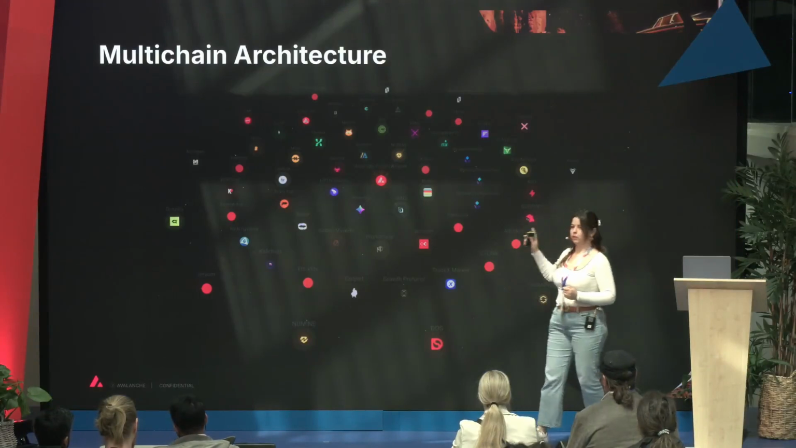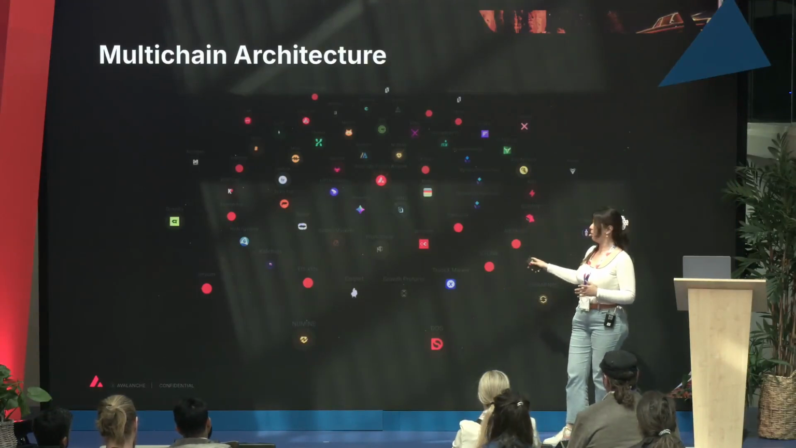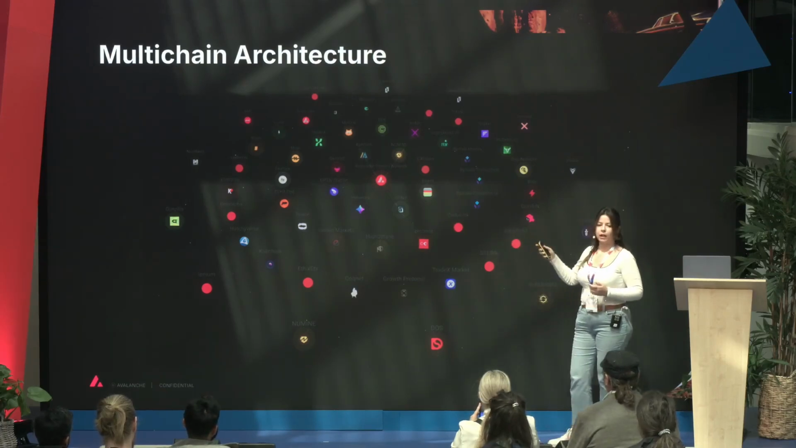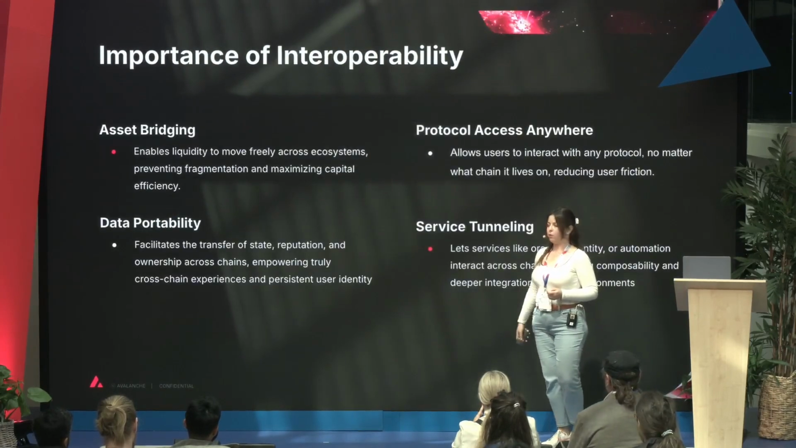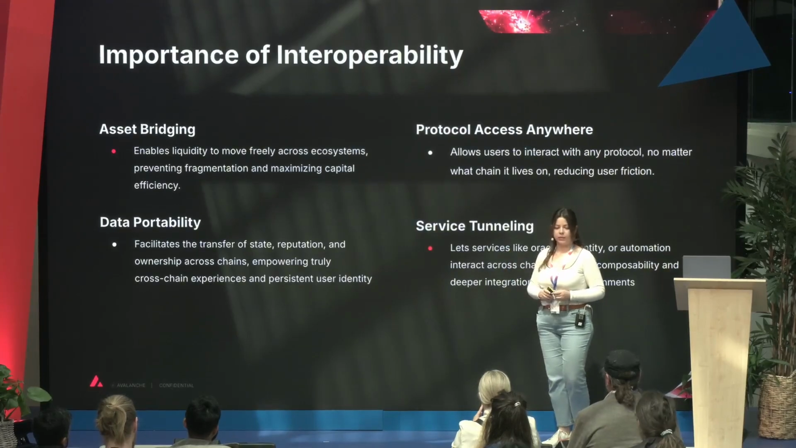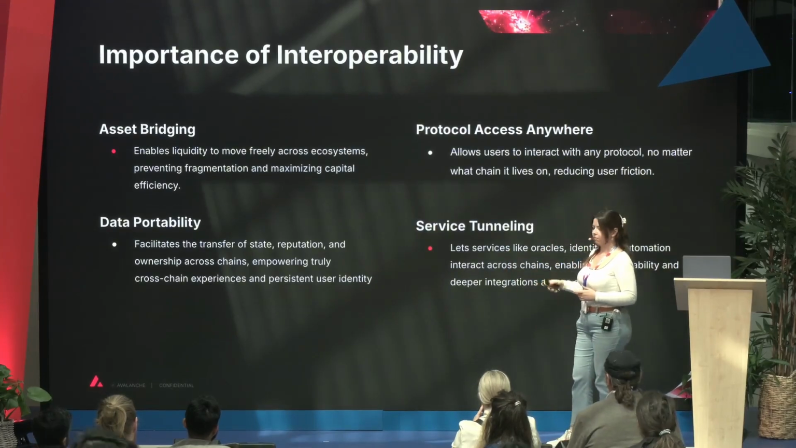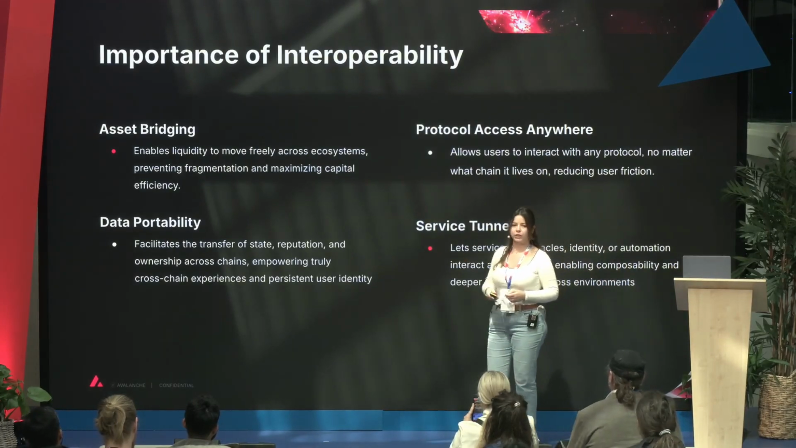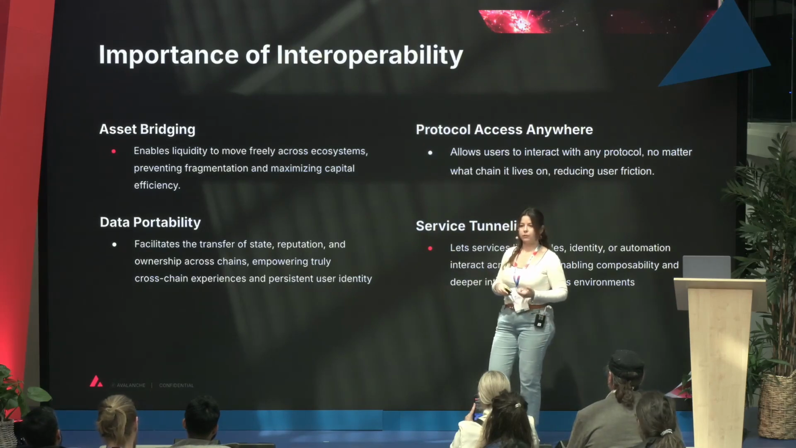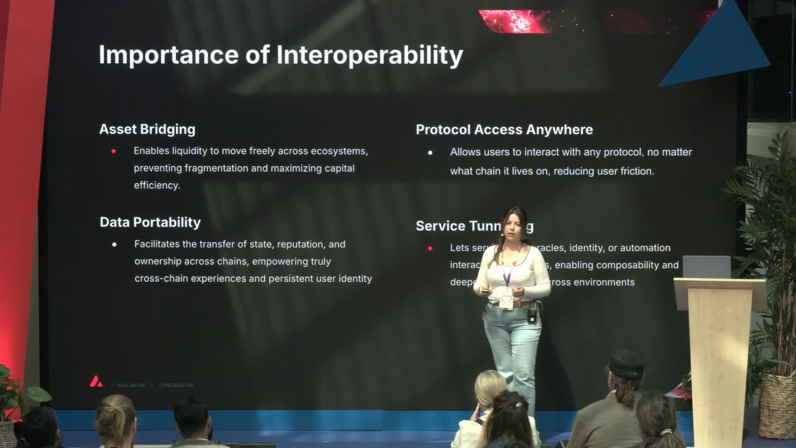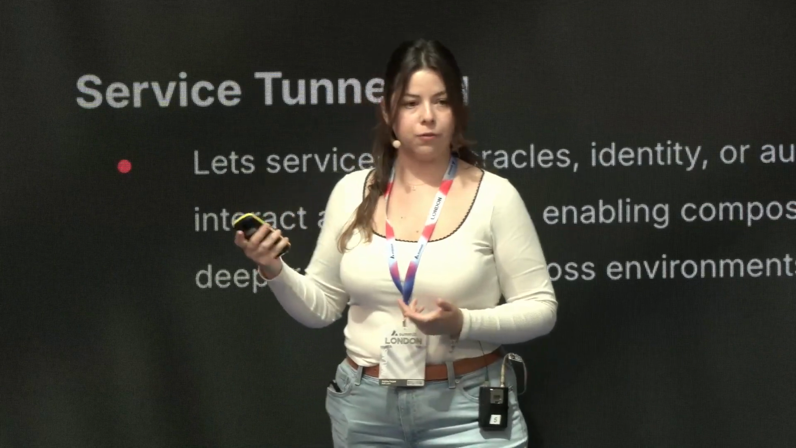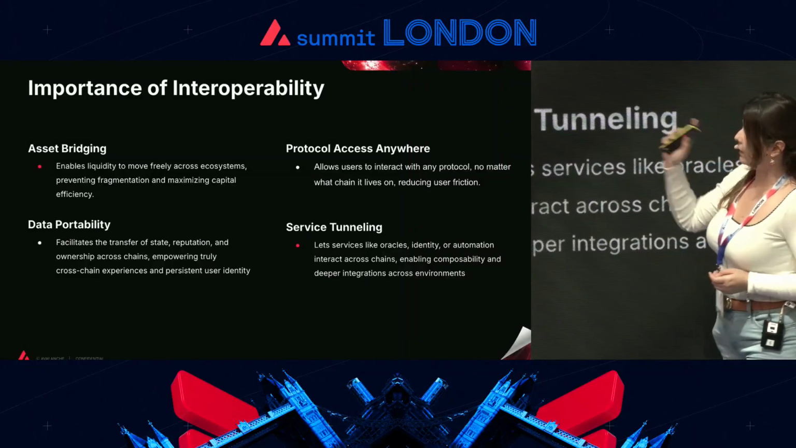So first of all, by now you probably already know, but this is how Avalanche looks right now. There's a bunch of different networks, and we don't want each of these networks to be an isolated silo. So why do we care about interoperability and what can we do with it? Here are a couple of things we value: basically asset bridging, making liquidity flow across different chains. That's something we want to have, especially because it brings efficiency to the markets and also prevents fragmentation. The other thing is data portability.